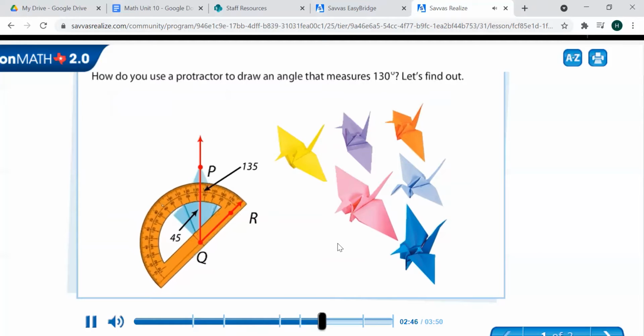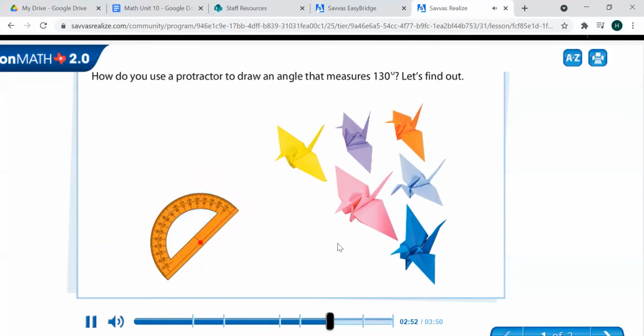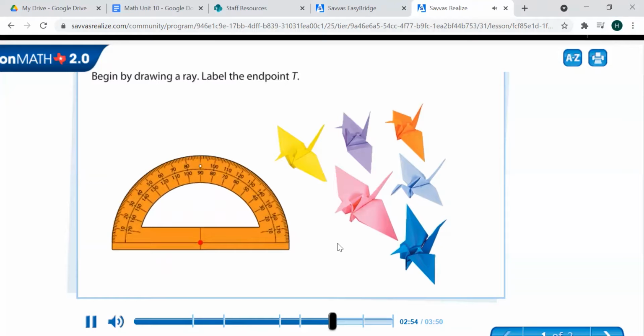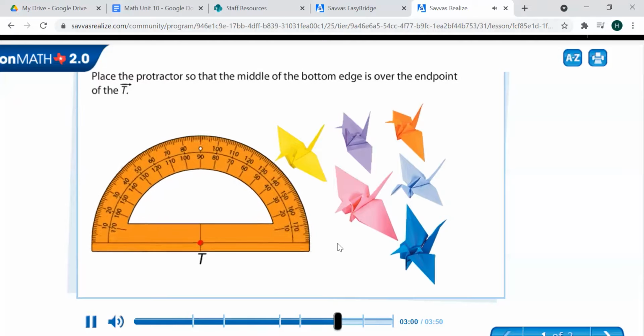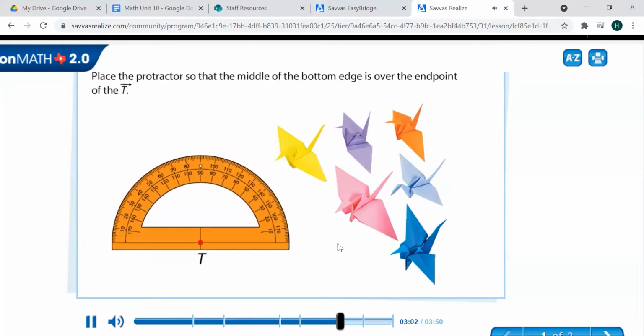How do you use a protractor to draw an angle that measures 130 degrees? Let's find out. Begin by drawing a ray. Label the end point T. Place the protractor so that the middle of the bottom edge is over the end point of the ray T. Place a point at 130 degrees. Label it W. What should you do next?